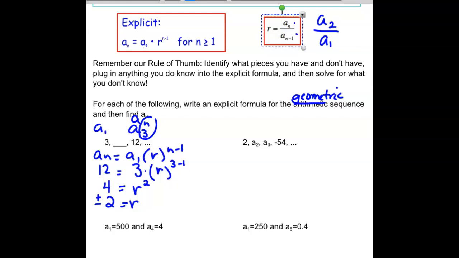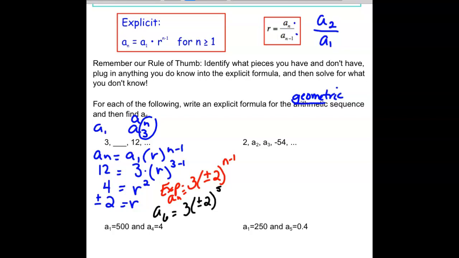So we have our explicit formula, and now it's asking us to find the sixth term. So let's go ahead and plug a 6 in for our n value. All right, so we know our first term. Sorry, let's go back and actually write out our explicit formula. We have a first term of 3. Our r value is positive or negative 2, and we're raising that to the n minus 1 power. So that's how we're going to find a sub n. If we want the sixth term, we would take 3 times positive or negative 2 to the 6 minus 1, or fifth power.